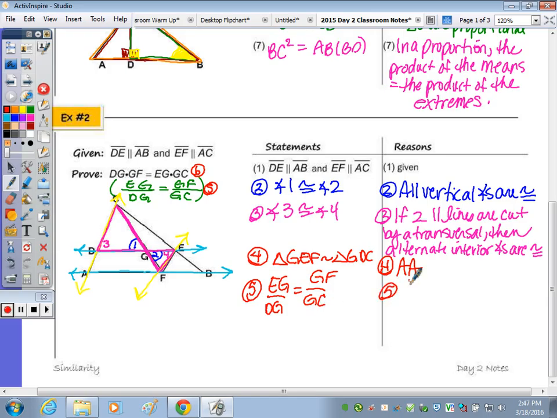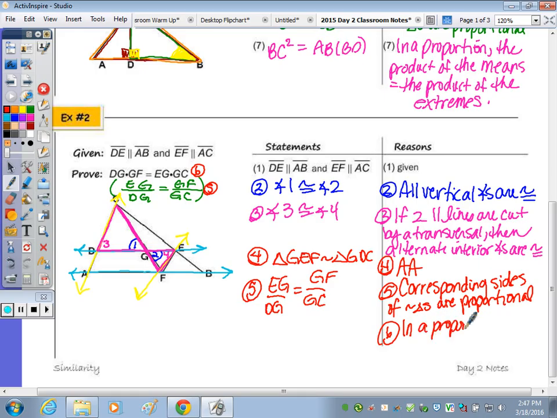That's because corresponding sides of similar triangles are proportional. And then 6 is going to be our cross product in a proportion. The product of the means equals the product of the extremes.